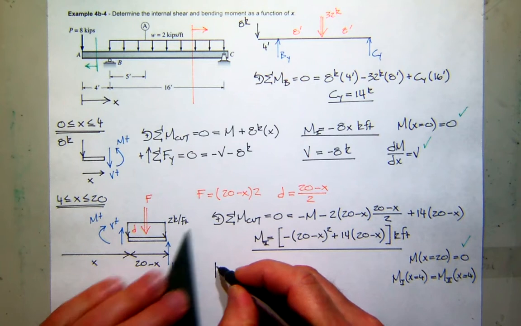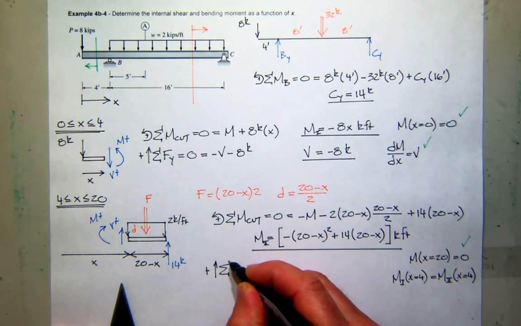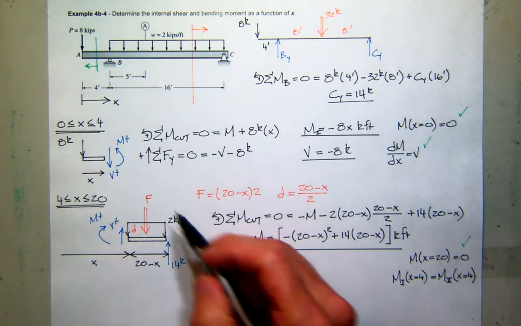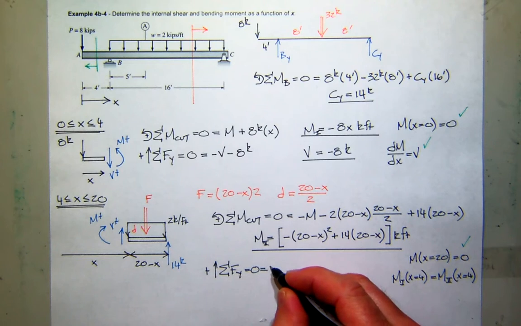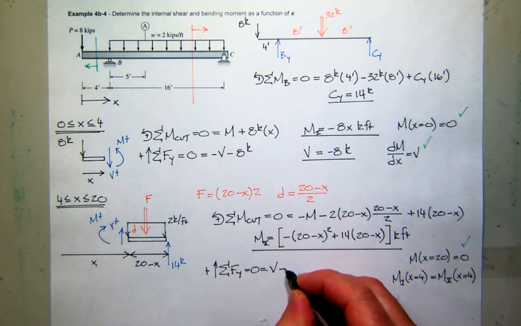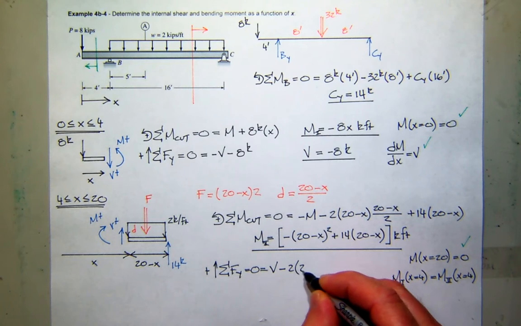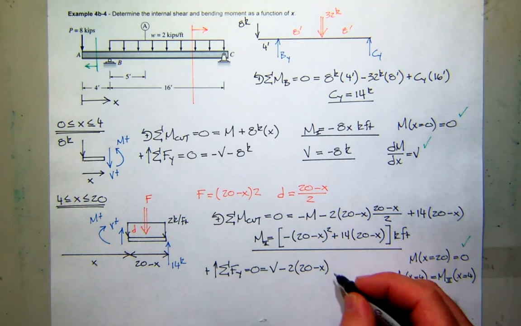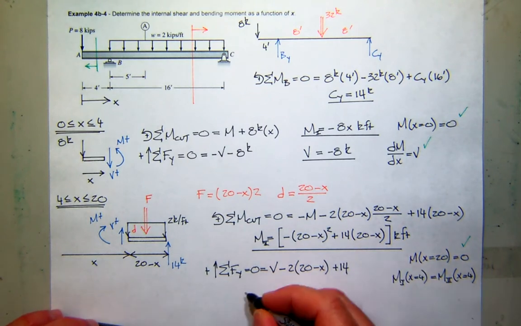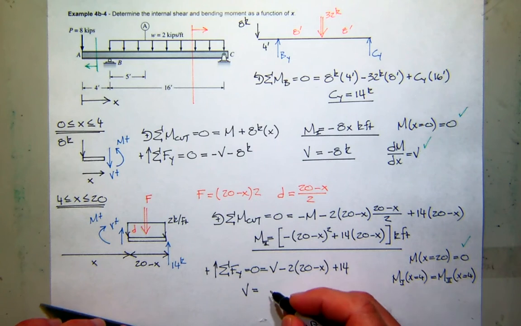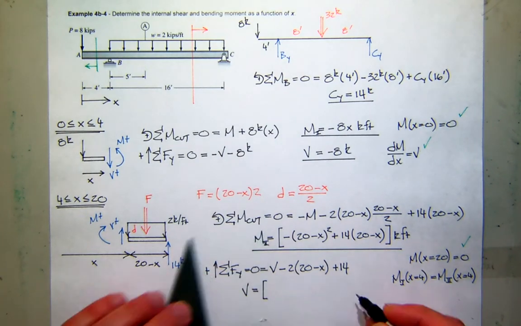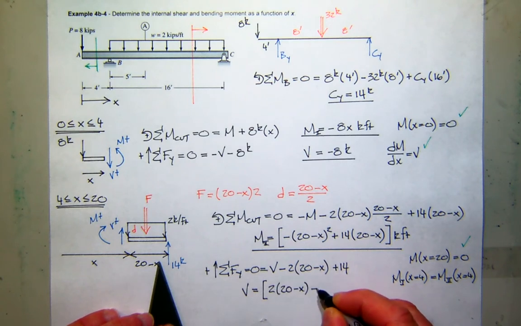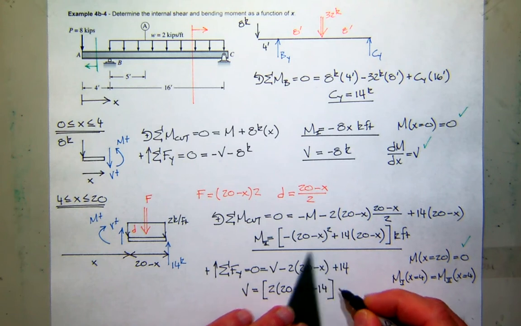And while you ponder that, I'll go ahead and check my shear. I can do that by summing forces in the y direction. I'll assume up is positive. So looking at my free body diagram, my shear is up, so that's positive. My force is down, so that's negative. And the force was 2 times 20 minus x. And what else do I have? Oh, this 14 is up. So if I solve for my shear, what do I get? Everything goes to the other side of the equation. I get 2 times 20 minus x minus 14. And that should be the shear with units of kips.